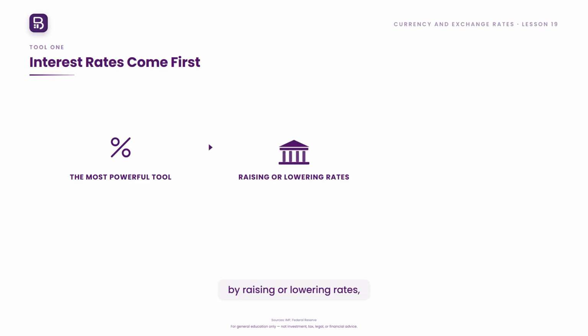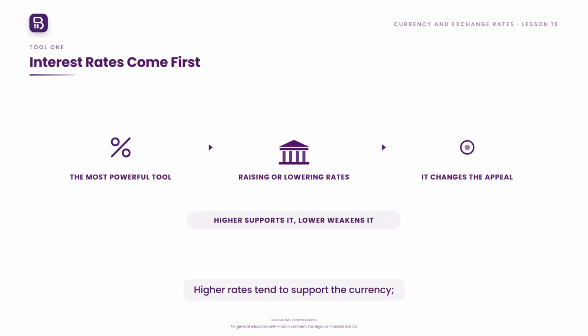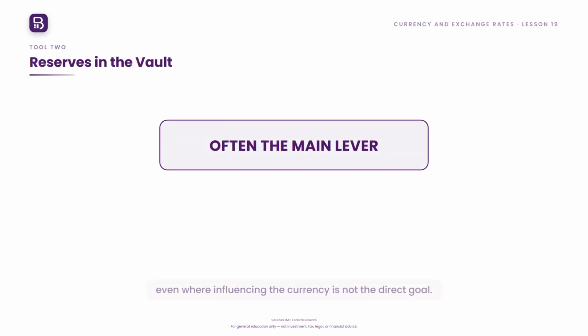By raising or lowering rates, a central bank affects how attractive its currency is to investors, and thus its value, as we saw earlier. Higher rates tend to support the currency, lower rates can weaken it. This is often the main lever, even where influencing the currency is not the direct goal.